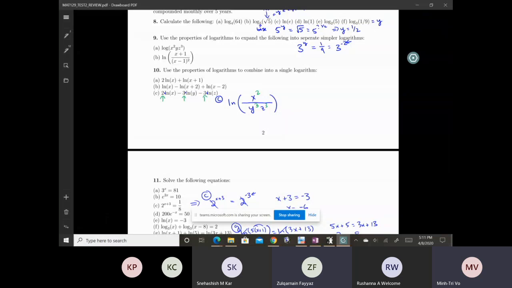So basically, you just want to read off the terms, like what the operations are, and apply them to the proper variable.